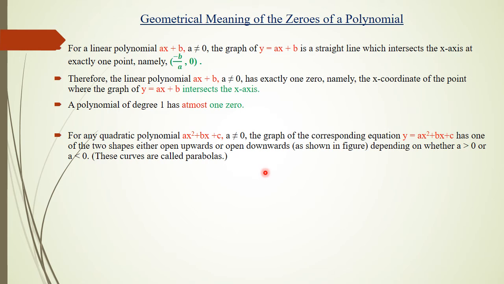Meaning of this is, wherever the curves cut the x-axis, that is called as 0 of a polynomial, and the x coordinate of that point is considered as 0 of that polynomial. It can have three conditions. It can cut in 2 points, it can cut in only 1 point, or it may not cut at all.